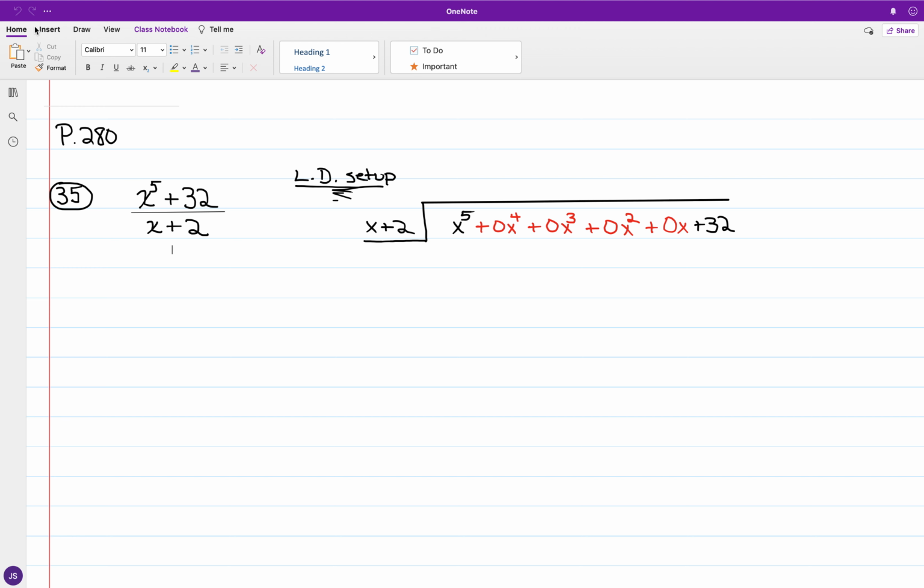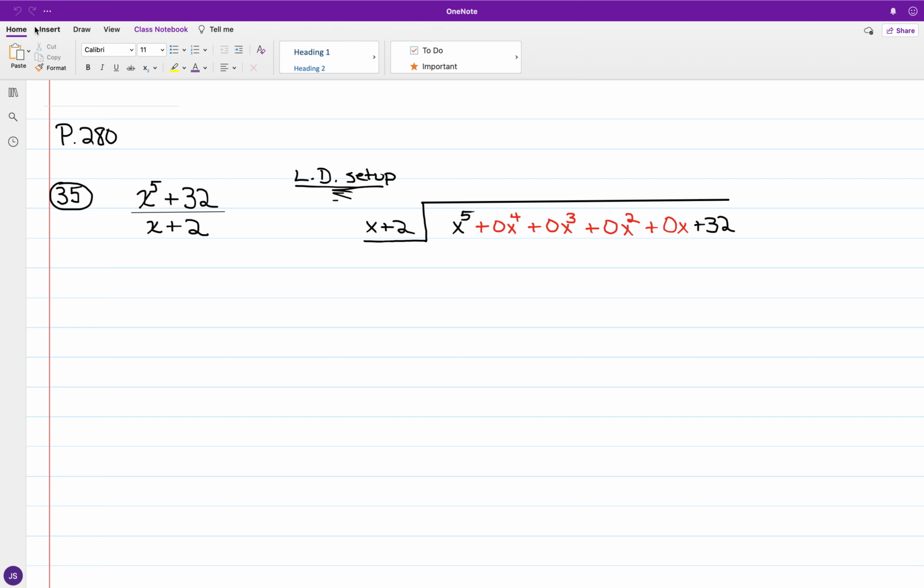Now, continuing on with polynomial division, on page 280, and going back to what we have had with long division as well as synthetic division, and making the crossover to the remainder and factor theorems. On page 280, again, we have a polynomial, x to the fifth plus 32, divided by x plus 2.